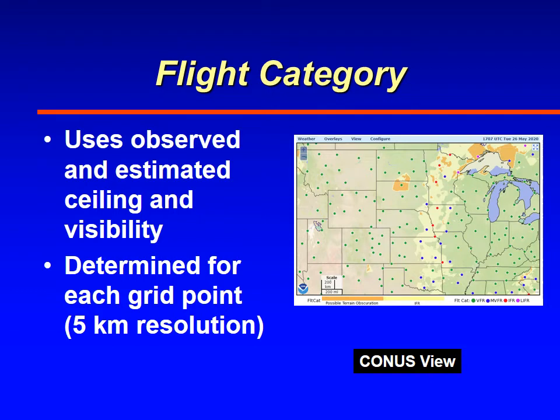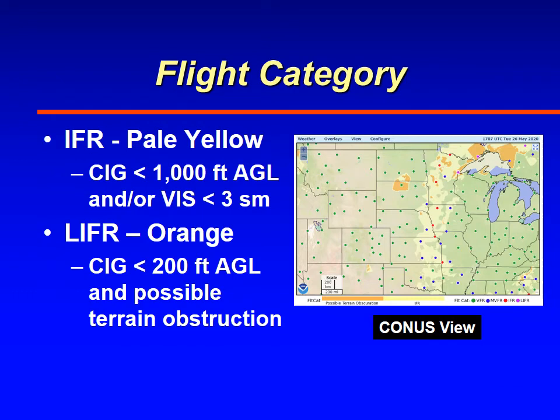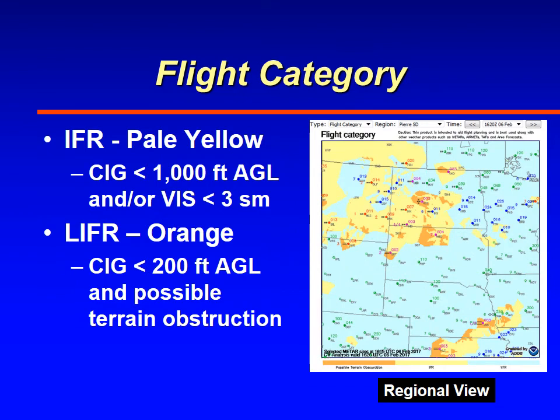And then flight category is simply determined by using the ceiling and visibility that we described before, and then using certain criteria. Once again, they're plotting this on a 5-kilometer resolution grid. And then areas that are IFR have either ceilings less than 1,000 feet or visibilities less than 3 miles. And then low IFR is also plotted. That's plotted in orange, and it indicates that ceilings are less than 2,000 feet and there may be terrain obstructions. This is what it looks like in regional view, and it looks very similar to the CONUS.